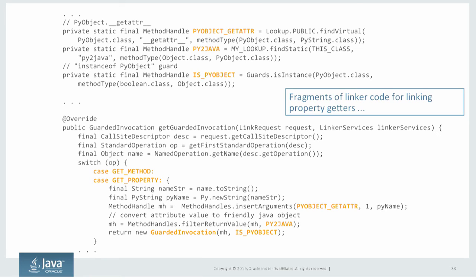Then on the lower half of the slide, the guarded invocation is created from a named operation. The name is bound to the Jython getAttribute handle. The result is converted, thanks to filter return value, to a Java object. And finally, the invocation is guarded with the isPyObject guard. And consequently, it will not be applied if the target is not a Jython object.